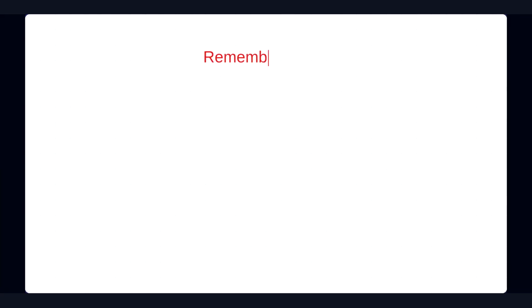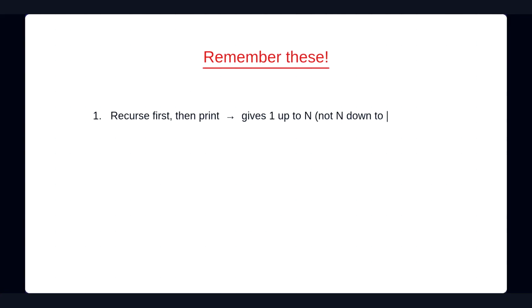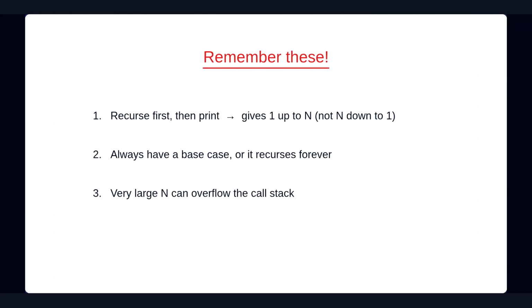A few things to remember. First, the order matters a lot. Recursing before the print gives 1 up to n, while printing before recursing would give n down to 1. Second, never forget the base case at n equals 0, or the function calls itself forever. And third, because each call sits on the stack, a very large n can run you out of stack space.